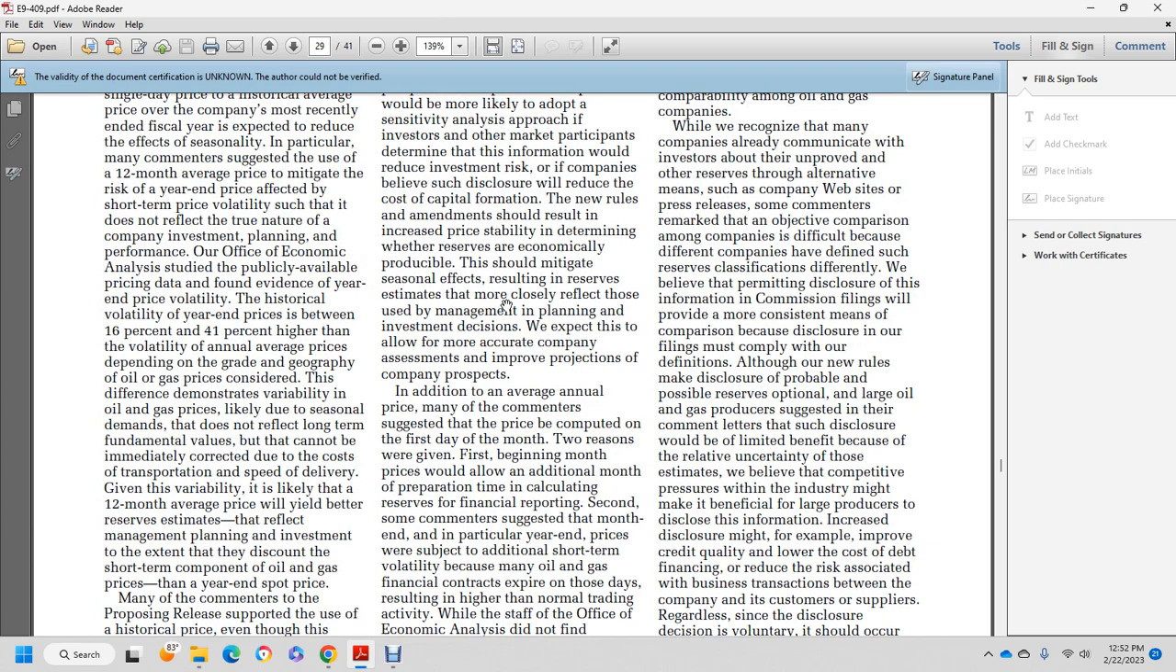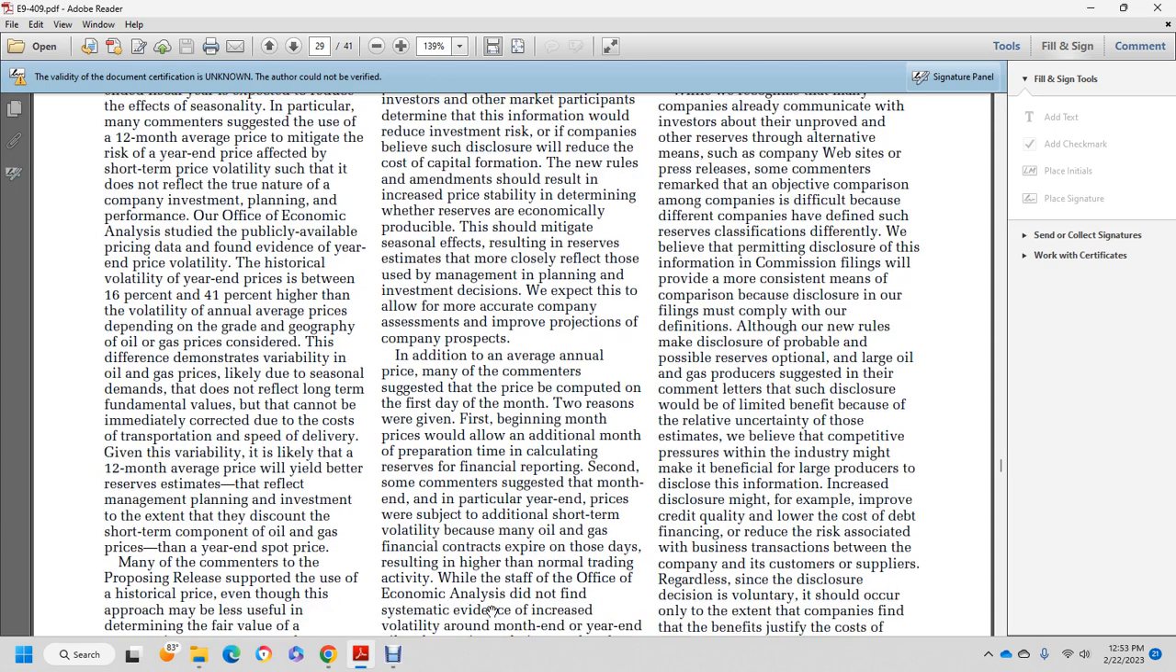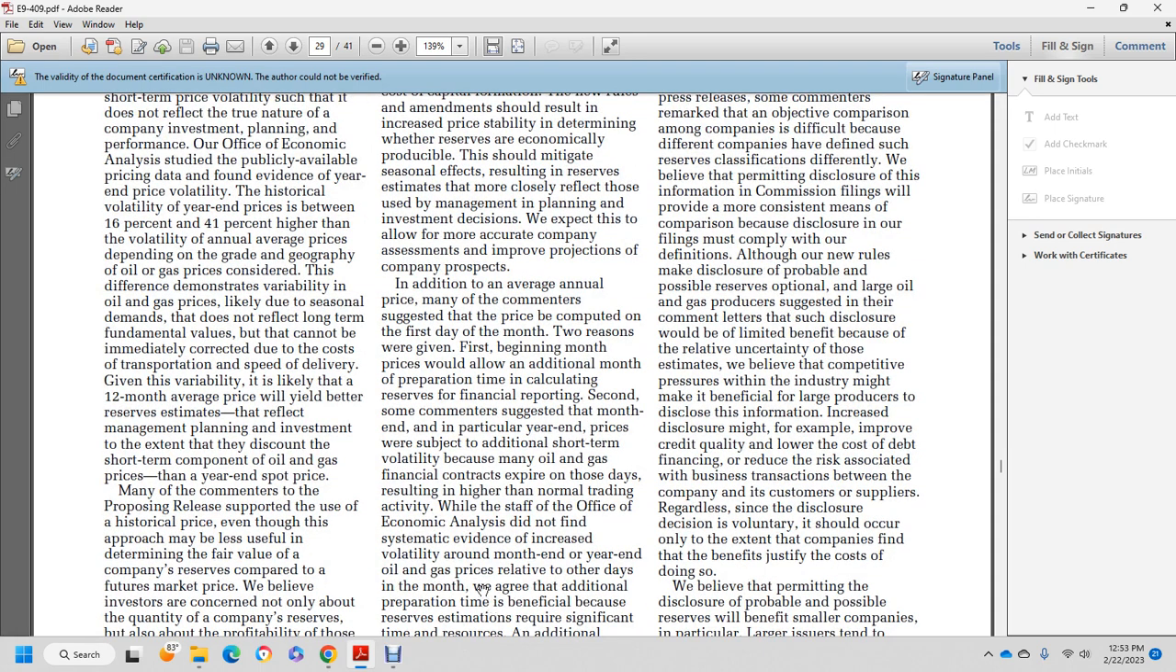Commenters suggested that the price be computed on the first day of the month. Two reasons were given. The first being that the month-end price would allow for an additional month of preparation and calculation of reserves for the final reporting. Second, some of the comments suggested the month-end, particularly year-end, prices were subject to additional short-term volatility because oil and gas financial contracts expire on those days, resulting in higher than normal trading activity. The staff of the Office of Economic Analysis did not find systematic evidence of increased volatility around the month and year end for oil and gas relative to other days of the month.